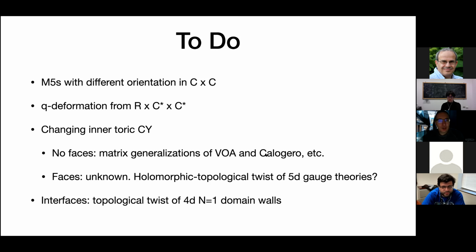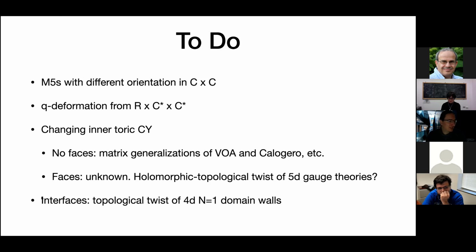The thing I really hope to crack is situations where the Calabi-Yau has compact surfaces, because those Calabi-Yaus actually engineer interesting five-dimensional gauge theories. For example, if we could work out those Calabi-Yaus, we could learn things about the holomorphic topological twist of pure SU2 gauge theory in five dimensions.